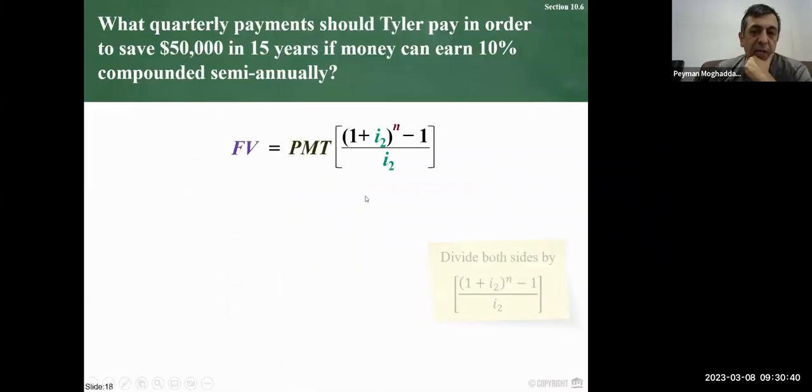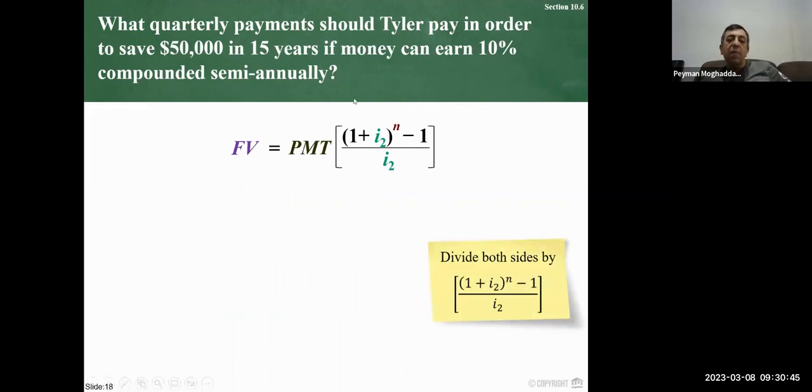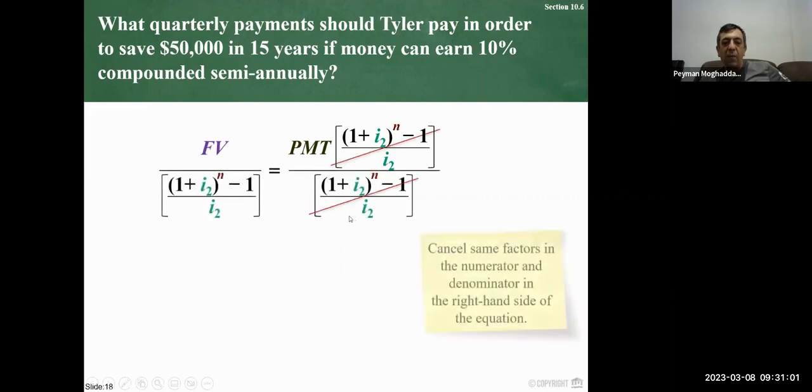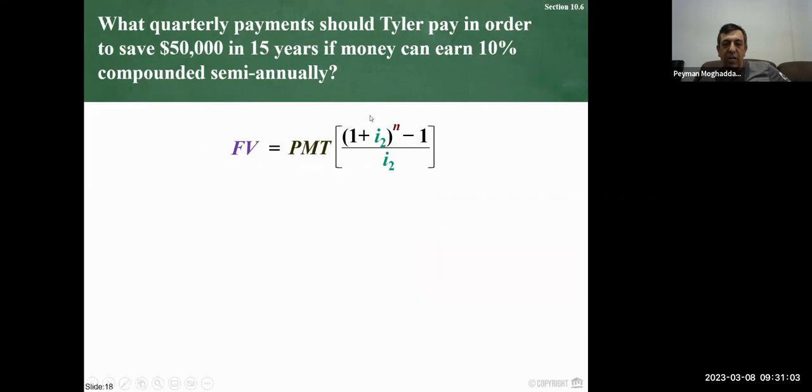And now we need to use the equation for an ordinary annuity because the payment is made at the end of the month. So use this equation: 1 plus I2 power n minus 1 divided by I2. That's going to be the future value. We can either divide by this, or you can keep it like this, guys. You don't need to divide it. Put I2 there, put n there, find the value for the right side, and you have the left side as well. So the PMT is going to be future value divided by this guy.